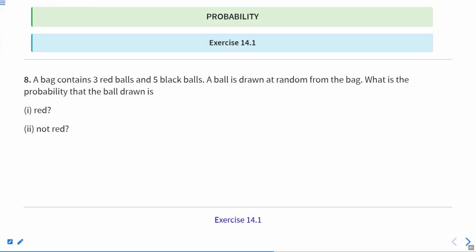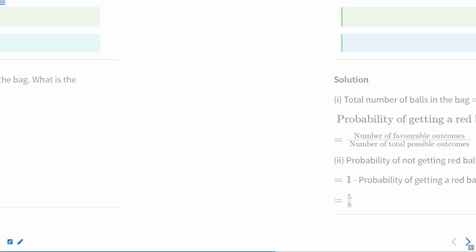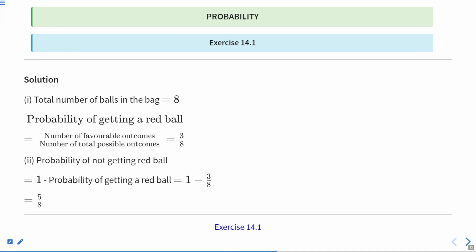And now let us move to the next problem. Here we have a bag that contains 3 red balls and 5 black balls. A ball is drawn at random from the bag. What is the probability that the ball drawn is red and not red? The total number of balls is equal to 8. So now let us see how to solve this problem.